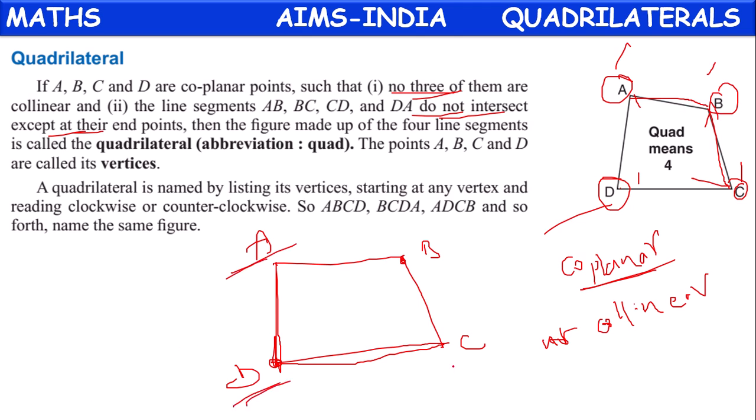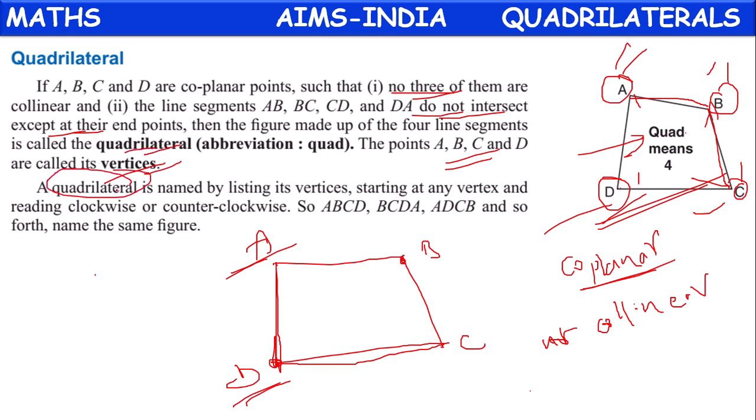So if all these conditions are satisfied, then this quadrilateral, the figure formed by these 4 points satisfying all these conditions is called a quadrilateral. And this A, B, C, D are called vertices of the quadrilateral.